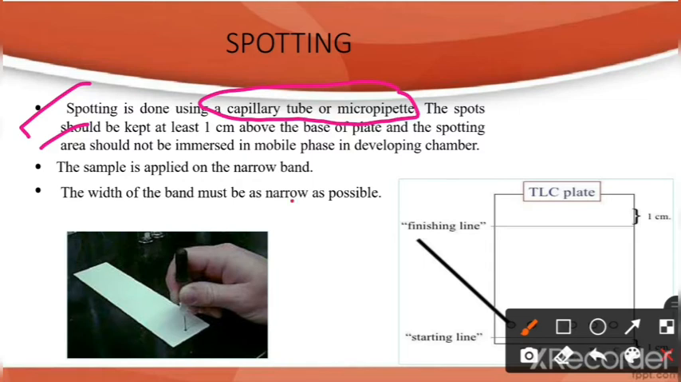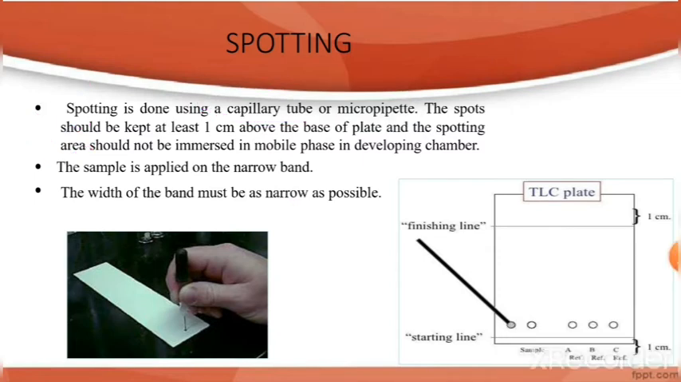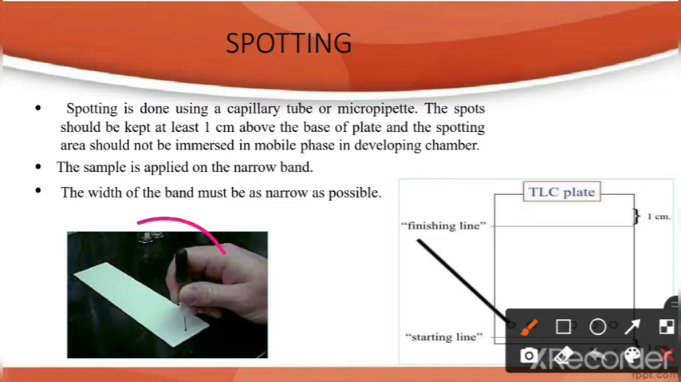Whatever sample we are taking, we have to spot it on the silica gel plate 1 centimeter above the base of the plate. The sample is applied as a narrow band, and the width of the band must be as narrow as possible. Now here we can see how the person is applying the sample on this plate.